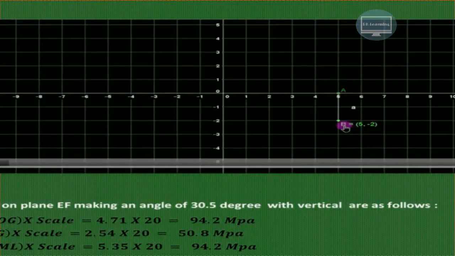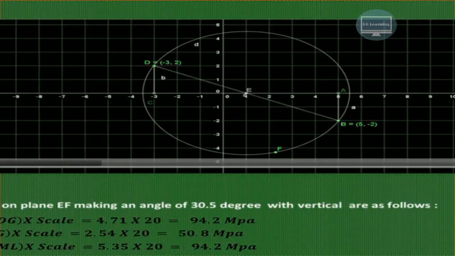As we have discussed earlier, our first point is P, 5, minus 2, and another point is D, that is minus 3, 2. Now join these two points. They will cut this axis at a point; let us assume that this point is E. With E as the center and EP or ED as the radius, draw the circle.